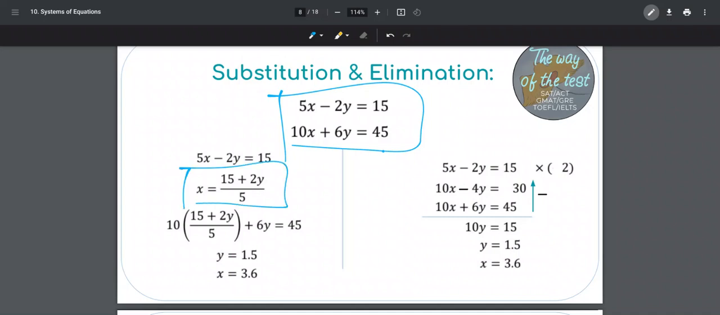In this case, x is equal to 15 plus 2y over 5. And then I replace in the second equation. So where I see an x, instead of putting an x, I'm going to put the values that I have for y. And I keep solving accordingly until I get the value of y and the value of x. That's one way of doing it. The other way of doing it is doing it vertically.